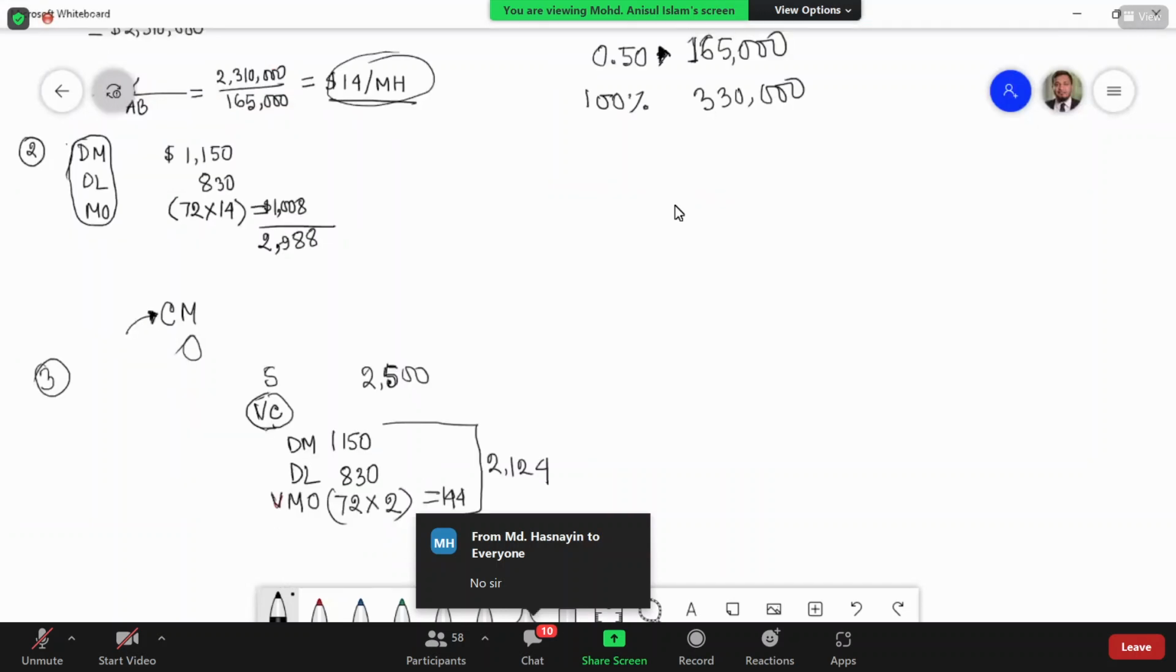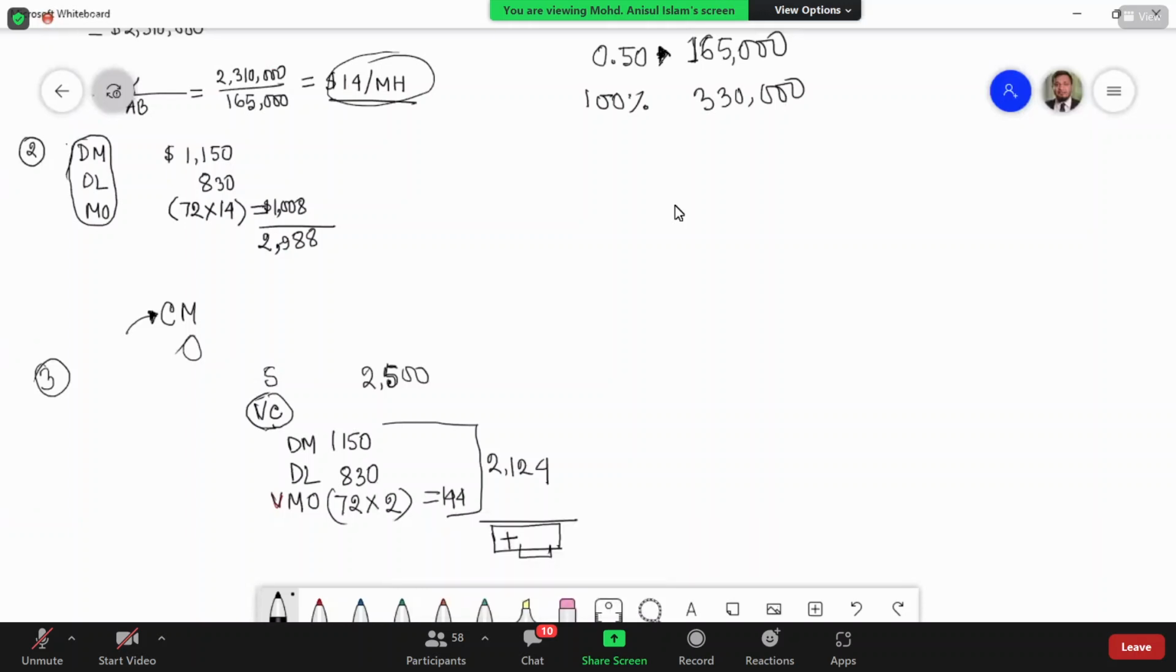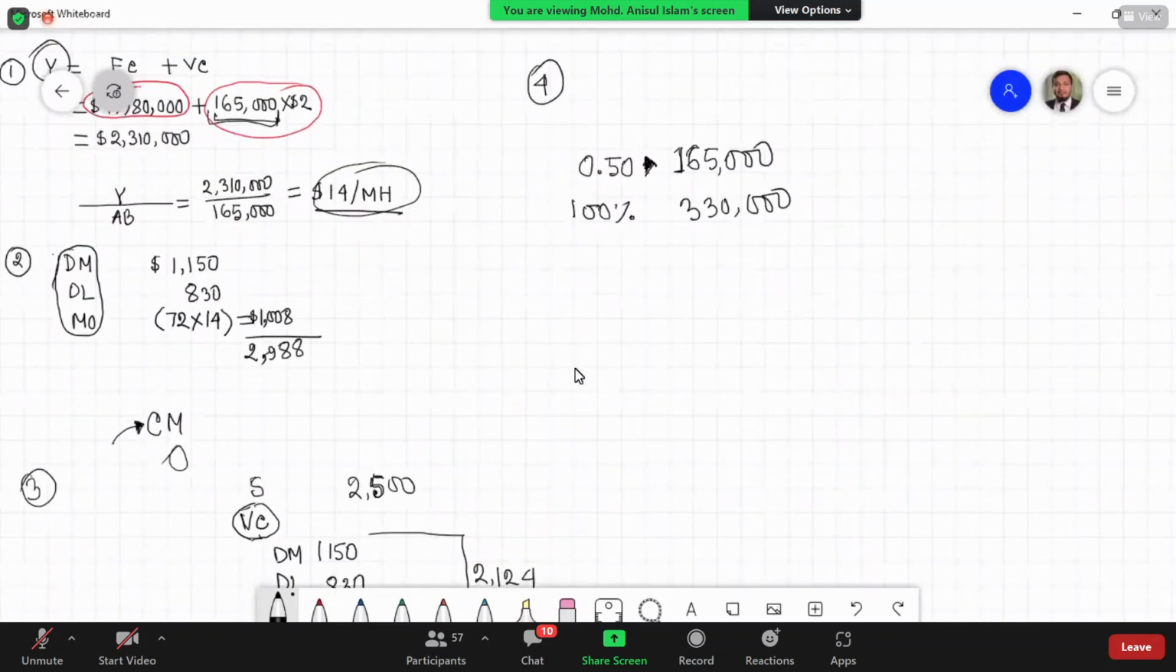So let's proceed. In that case, we need to check what would be the manufacturing overhead based on the actual capacity of 330,000 rather than the reduced capacity of 165,000. So we can repeat this calculation, which is here.